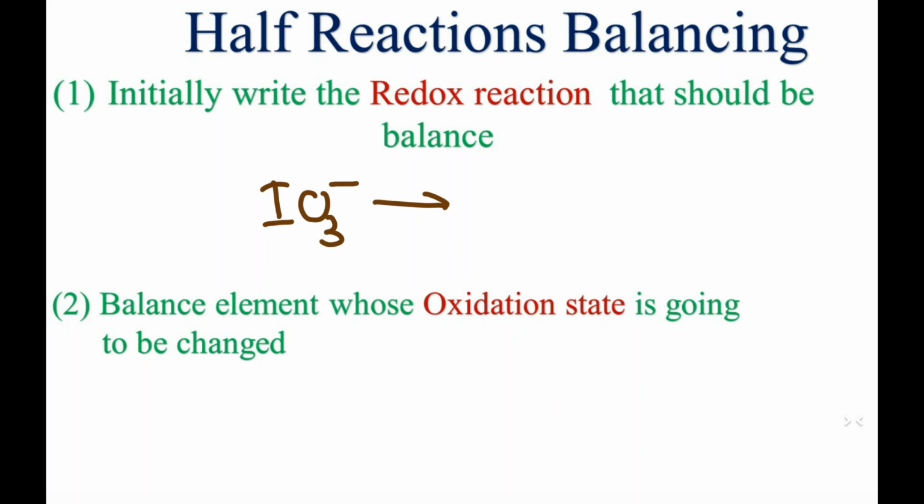Iodate ion becomes I2 in the acidic medium. First of all we need to balance the iodine, because the iodine oxidation number is going to change, so we have to add 2 in front of IO3 minus. Very simply, now you can see iodine is balanced. There are 2 iodine atoms on both sides, and thereafter we have to balance the number of oxygen, the number of hydrogen and the charge on both sides.